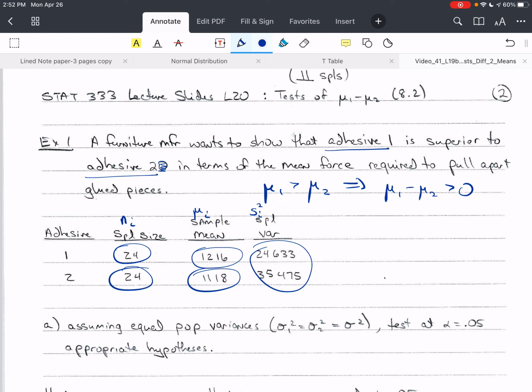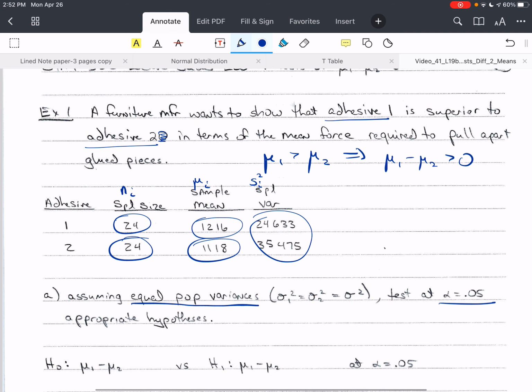So A, assuming equal population variances, test at alpha equals 0.05, the appropriate hypothesis. Okay, so hypothesis statement, we're going to write them as mu1 minus mu2. If they're the same, equal 0, then adhesive 1 is not superior to adhesive 2. If adhesive 1 is superior to adhesive 2, then its mean force is greater than that of mu2, and so this will be 0, as we showed right here. And we're saying tested at alpha equals 0.05.